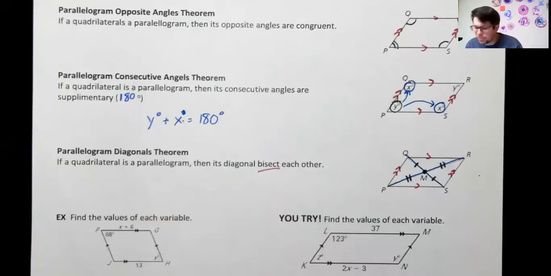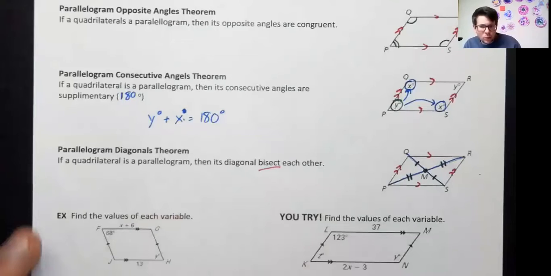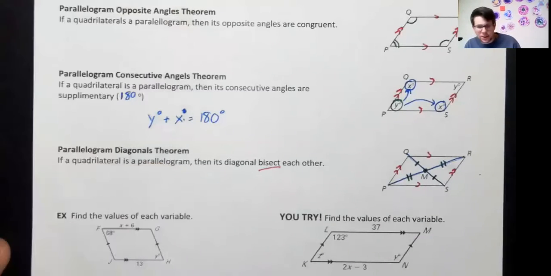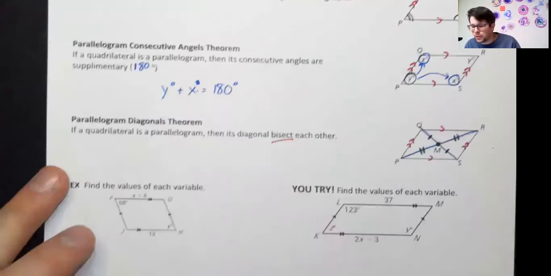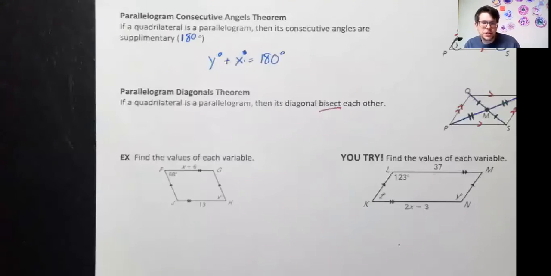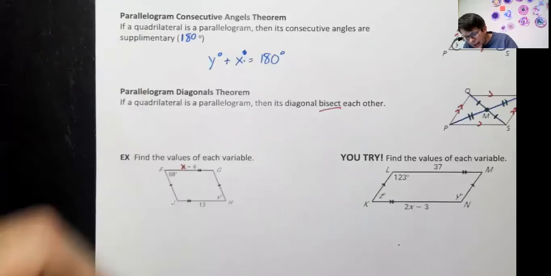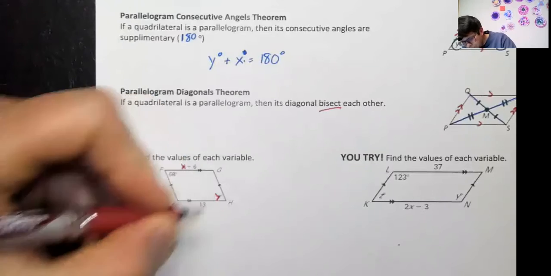All right, let's try out some problems and see if we can apply some of these theorems. I also want to make sure I'm referring back to each theorem so we know the reason why we did what we did. So for our first example right here, it's going to ask us to find a couple of variables. I want you to notice that you've got your x variable, which is right over here, and then you've also got your y variable, which is right down here.